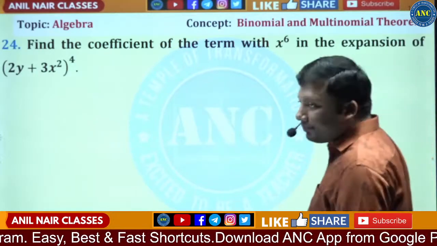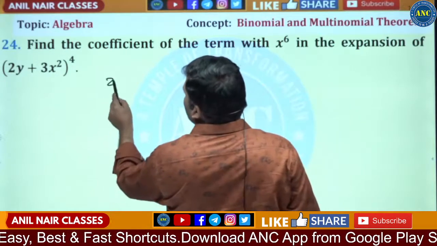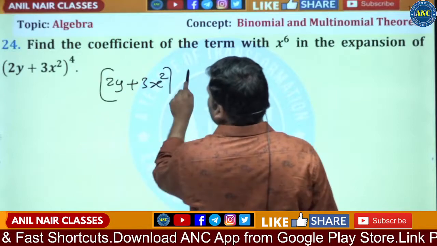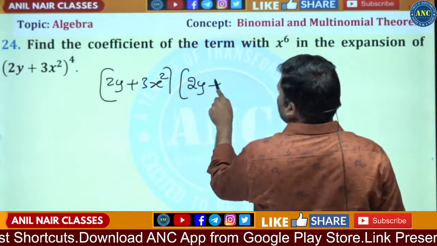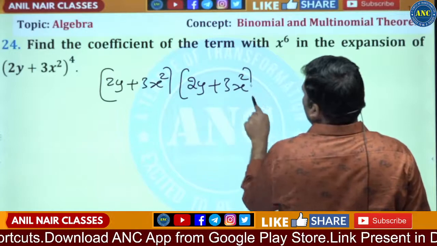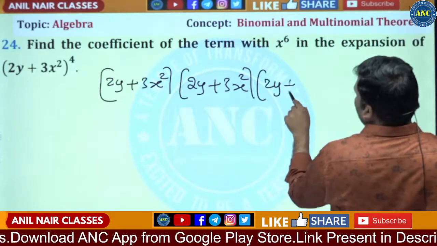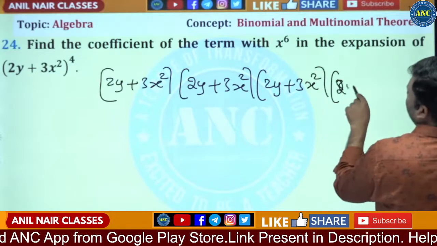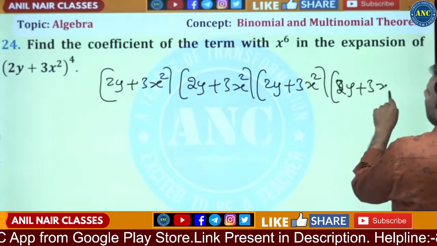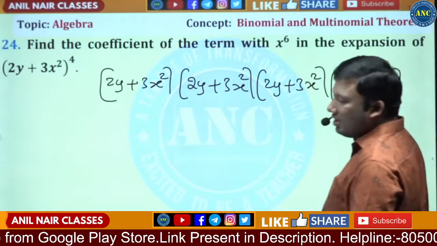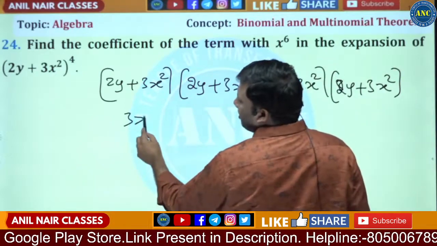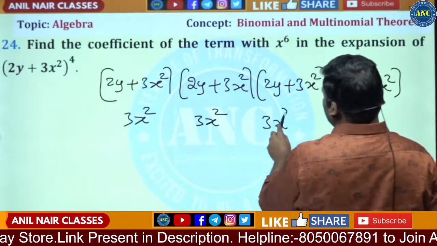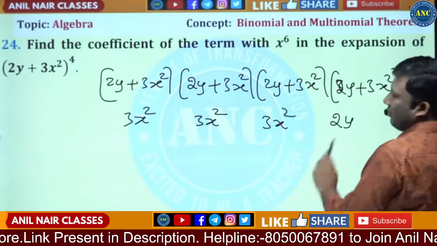Similarly, it is (2y + 3x^2), (2y + 3x^2), (2y + 3x^2), and (2y + 3x^2). How much do I require? x^6 I require. So I can take 3x^2 from this, I can take 3x^2 from this, I can take 3x^2 from this. I will not take 3x^2 from this.